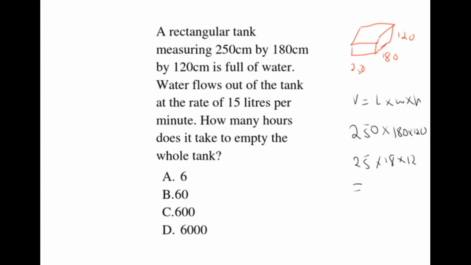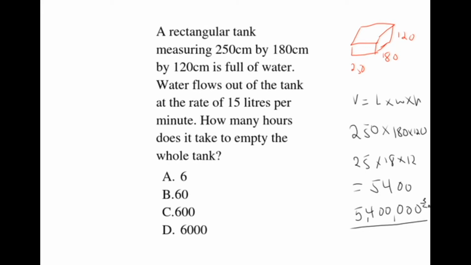This will give us 5,400. Then let us add these 3 zeros. Now we have 54,000. Then add these 3 zeros. Therefore, we shall have 5,400,000 centimeters cubed is now the volume of the rectangular tank.